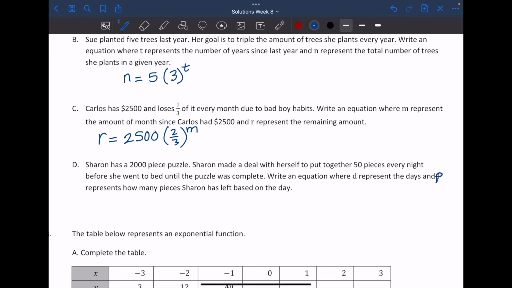So P is what our output is going to be here. And that is based on the 2,000. But she is putting together 50 pieces. So we're going to lose 50 pieces of that every day because they will have been assembled into the puzzle. So this is like her remaining amount.